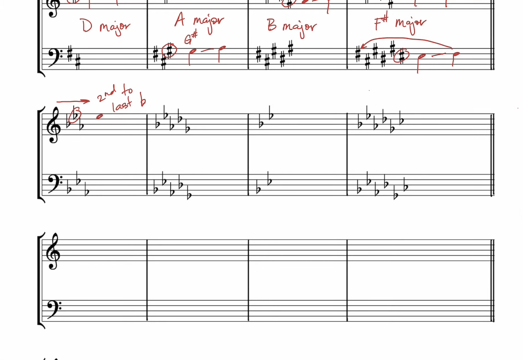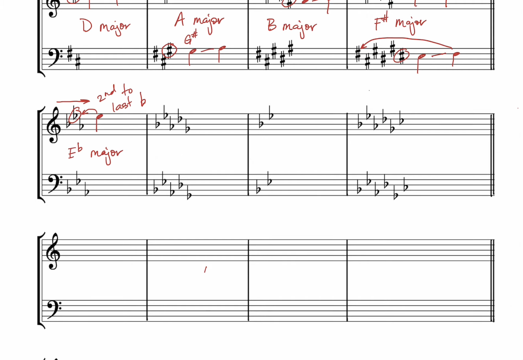So I identify that this note right here is in the same space as the second to last flat. The name of that space is E, but because there is a flat in the key signature, we can't just call it E, we have to call it E flat major. This same process can be followed for all of the keys that have flats in them.